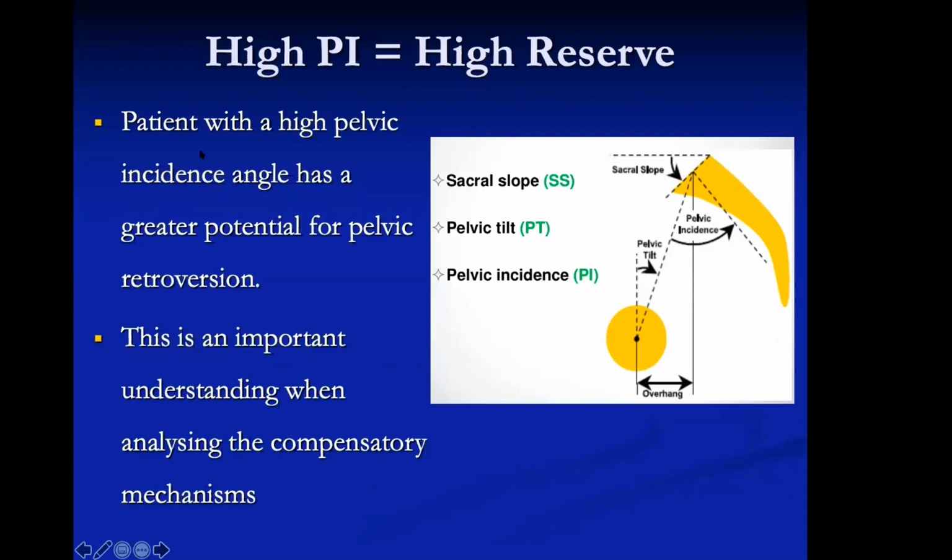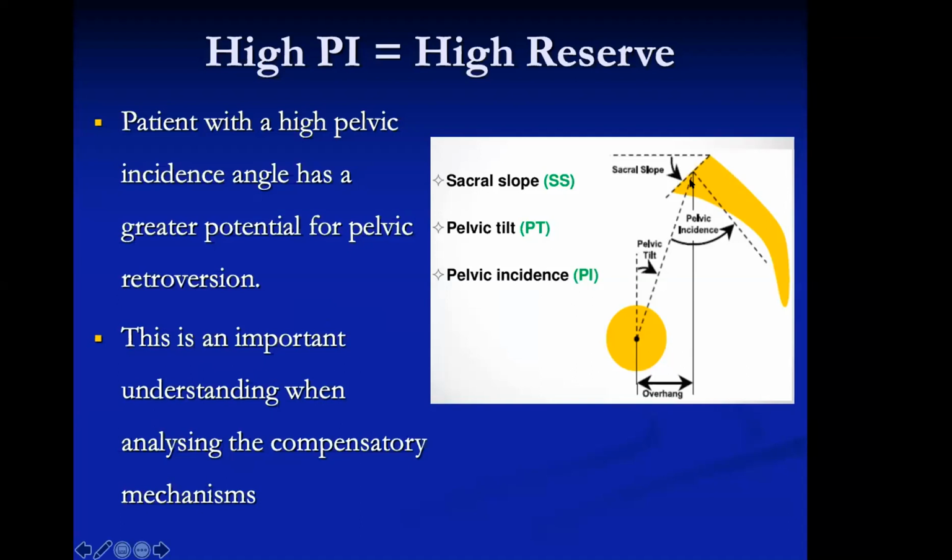So a patient with a high pelvic incidence angle has a greater potential for pelvic retroversion. You see here, a person who has high pelvic incidence, that is what we meant in the range of somewhere between 60 and 80 degrees, he'll have a more horizontal pelvis. And as I said earlier, this is an important understanding when it comes to analyzing compensatory mechanisms. So if I was showing you directly, I could have explained it better.